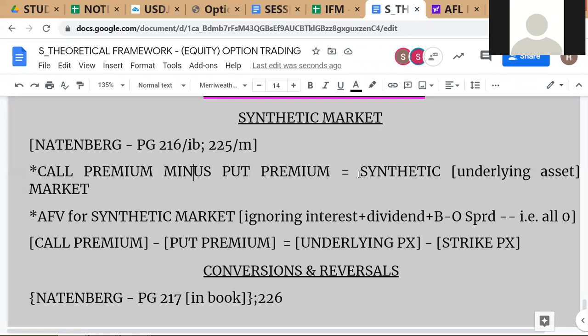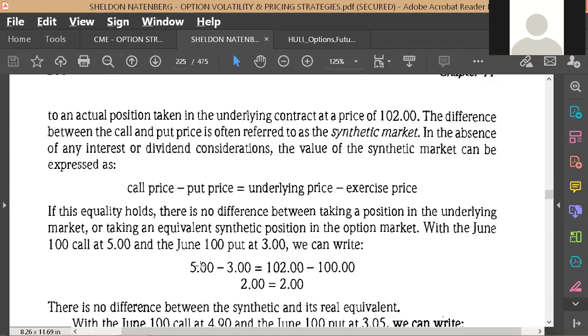So synthetic market is written as call premium minus put premium, because it is the synthetic equivalent of the long underlying, which you have already covered earlier. The way you create a synthetic long underlying position is by buying the call and selling the put. And if you do that, what is your net outlay? You have to buy the call, so you pay $5 for the call, but you sell the put, so you receive $3 for selling the put. So your net outlay is only $2.